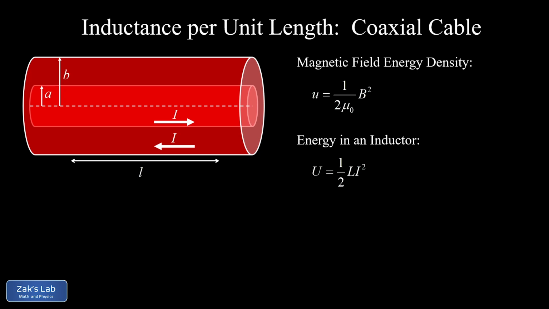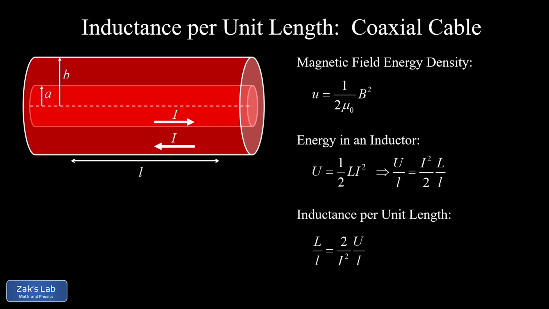Now, because this coaxial cable goes on forever in both directions, we want to compute the inductance only for a finite length little l along it. Then we can talk about the energy per unit length related to the inductance per unit length. That energy per unit length is going to be i squared over 2 times the inductance per unit length. This means the inductance per unit length is 2 over i squared times the energy per unit length. So that's the main plan for this problem.